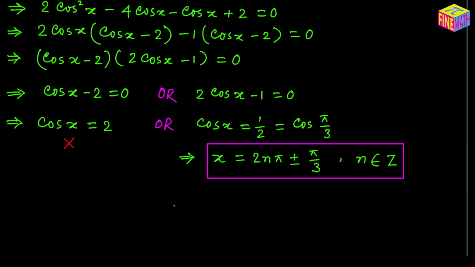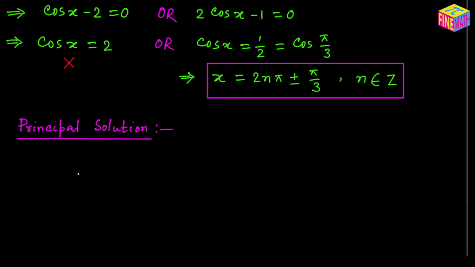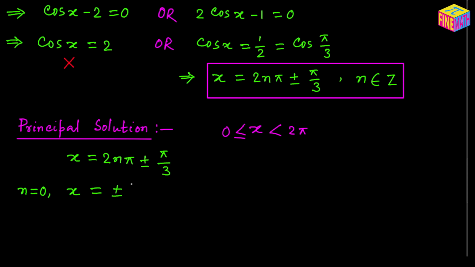Now let's also try to find out the principal solution. Let me write down the general solution here again. We have x equals 2n pi plus or minus pi over 3. For principal solution, we know that x will be between 0 and 2 pi. So let's first try 0 for n. So we are going to try n equals 0. Now when n equals 0, x equals plus or minus pi over 3. For principal solution, we are going to take only the positive angles. So let's consider only the positive angle here. So I am going to write it as positive pi over 3.